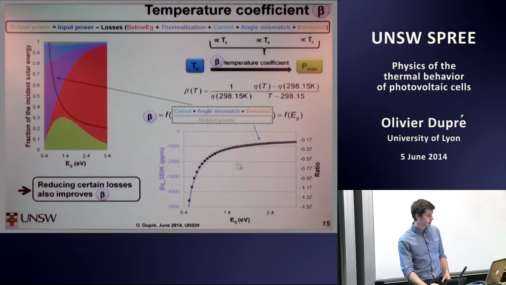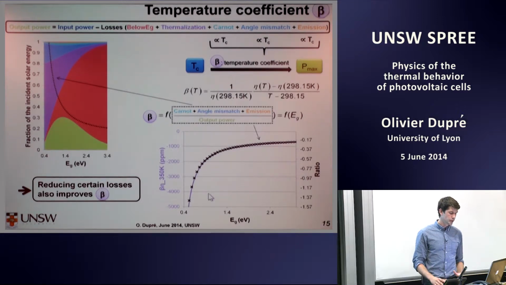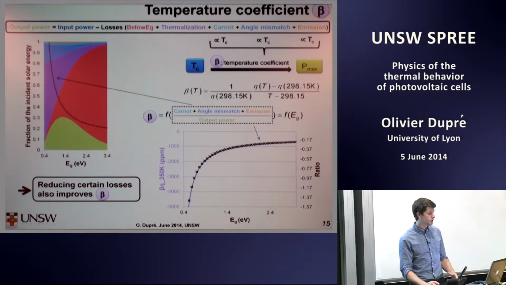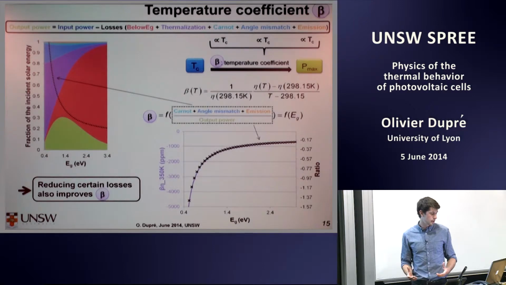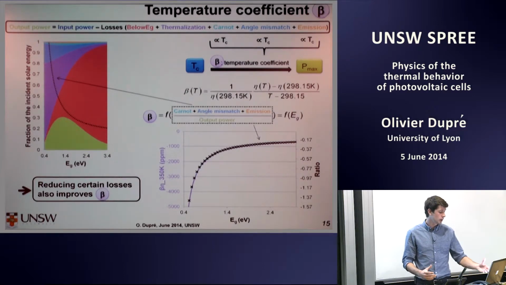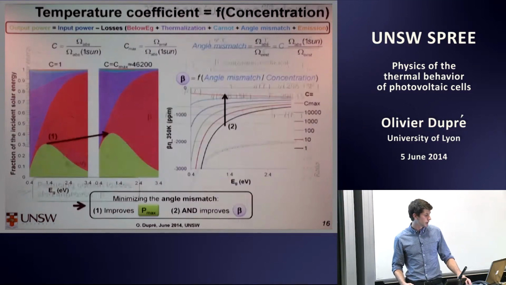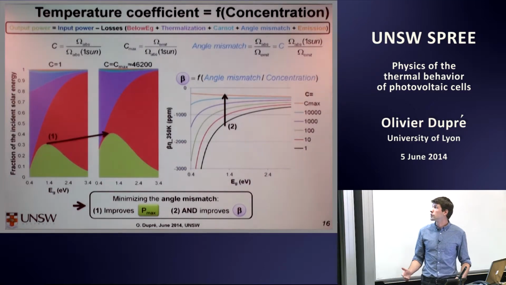And we plot that on that graph and show that there is a perfect correlation between the temperature coefficient and this ratio here. And from that conclusion, we can understand that if we reduce those losses, then we can improve the temperature sensitivity of our cells. And here's an example of that with the concentration.